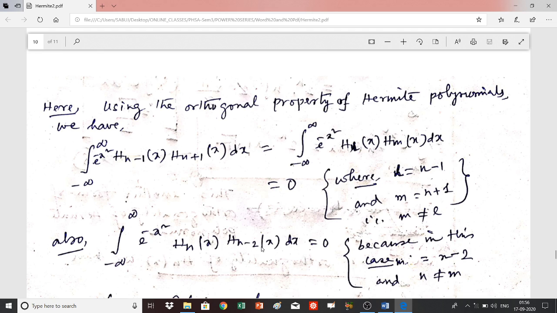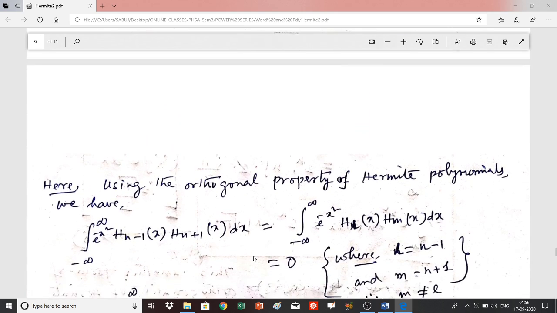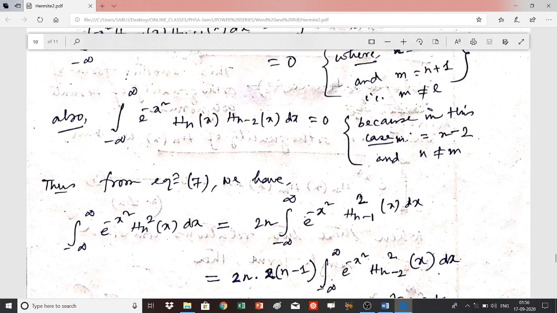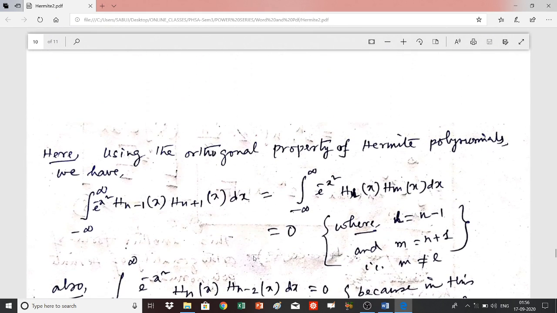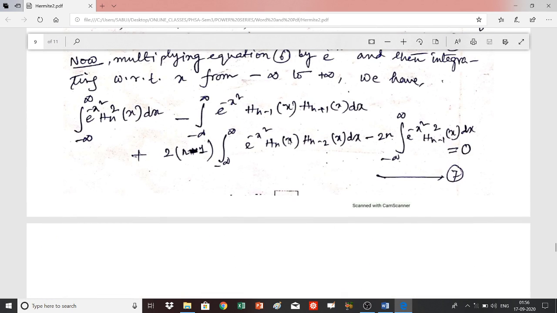You just consider that n minus 2 is equal to m. Then this expression will give you Hn x and then Hm x dx, that is equal to 0. And in this case, since n is not equal to m, from the orthogonal property this will also give you a null result, 0. So finally, from equation 7, this term and this term vanish.